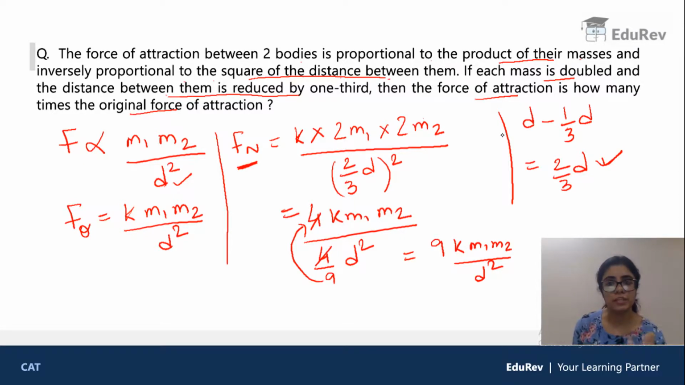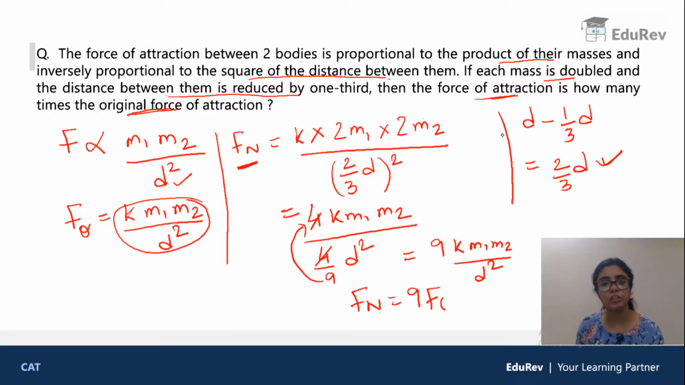Now the question is, the force of attraction is how many times the original force of attraction? See, original force was this k M1 M2 upon D square. New force of attraction is 9k M1 M2 upon D square. So can I say my new force of attraction is 9 times the original force of attraction? Because this is nothing but your original force of attraction.